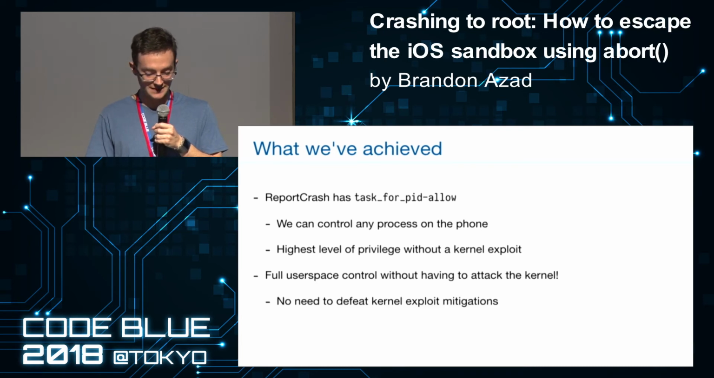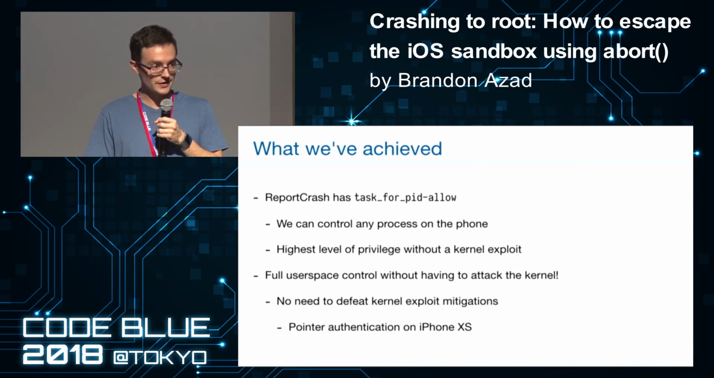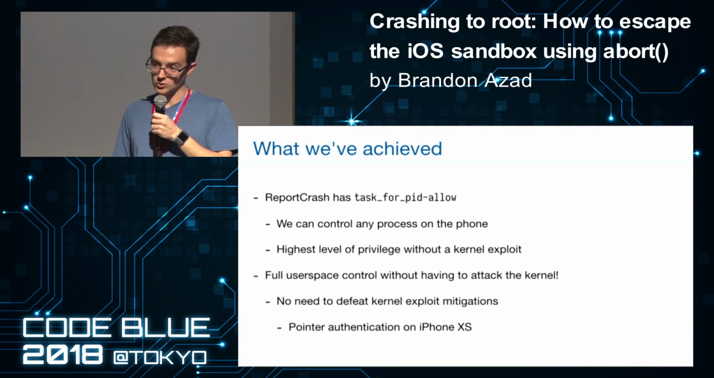This means that we don't have to defeat Apple's kernel exploit mitigations. And the kernel mitigations are improving all the time, most recently with the addition of pointer authentication on the new iPhone XS. So anytime that we can attain our goals without having to defeat these mitigations, that's a huge win.